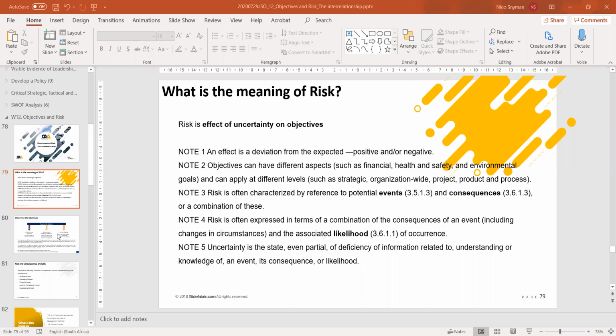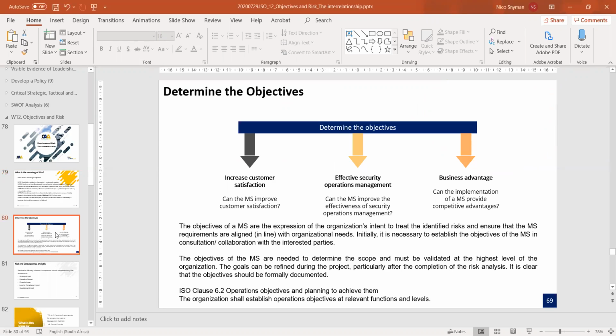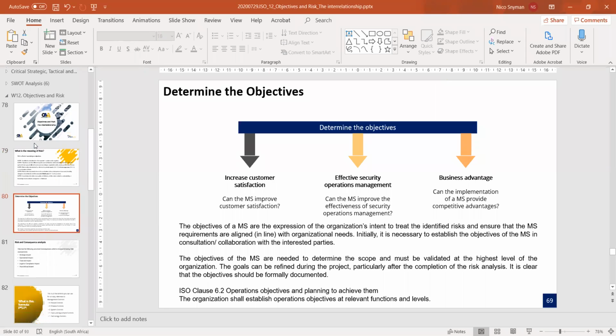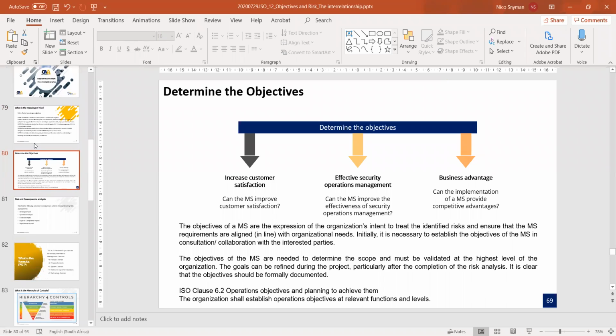So if we're going to objectives, you will see that objectives is actually the critical part. We have actually addressed objectives in a previous webinar. I think it was about 2 weeks ago, that we were speaking about specifically objectives. Now, I don't want to speak today about objectives in totality. I want to speak about the integration between objectives and risk, and what is the effect of risk on objectives.